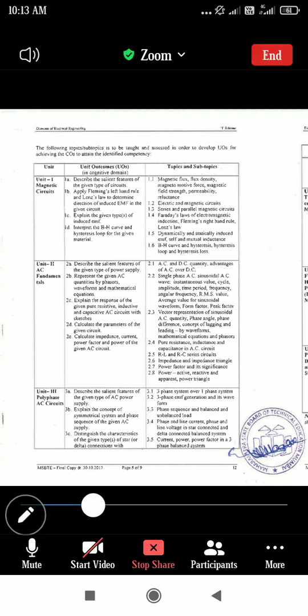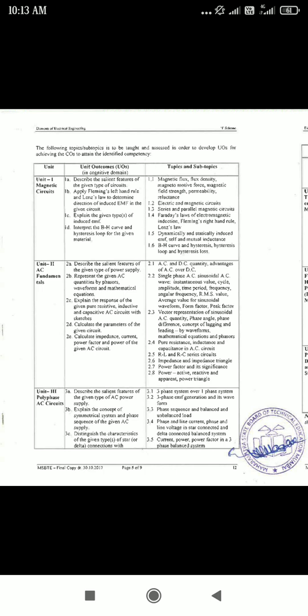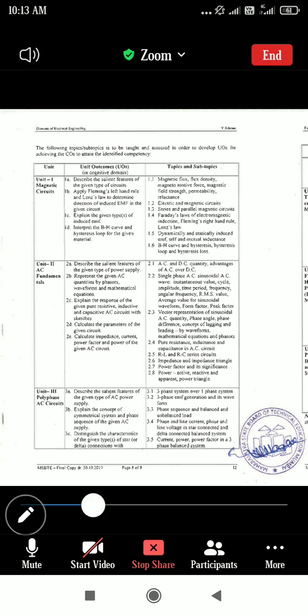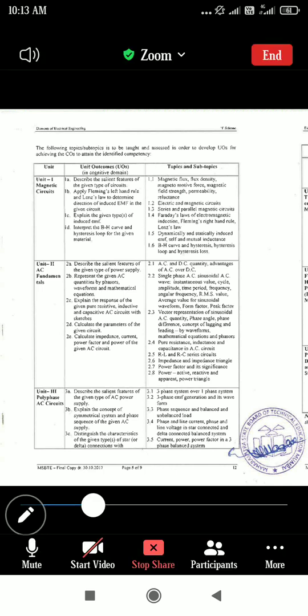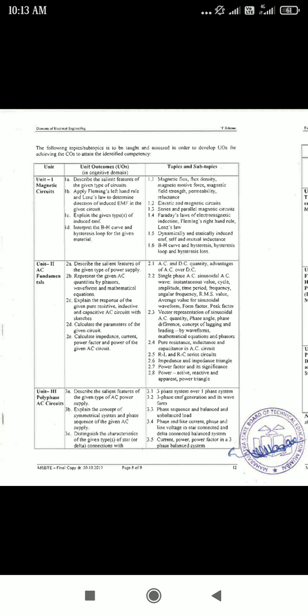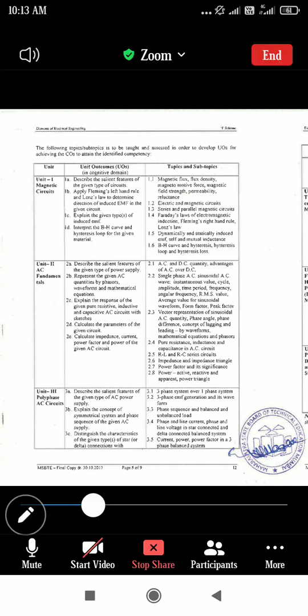Then the next point is RL and RC circuit. RL means resistive and inductive circuit, RC means resistive and capacitive circuit. So what is meant by RL and what is meant by RC circuit? Then the next one is impedance and impedance triangle. Then what is meant by power factor? What is the significance of power factor? The definition of power factor.